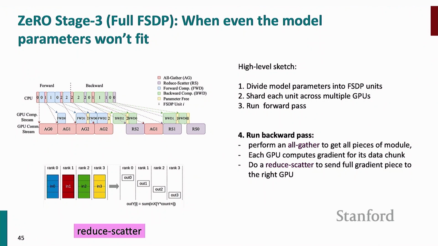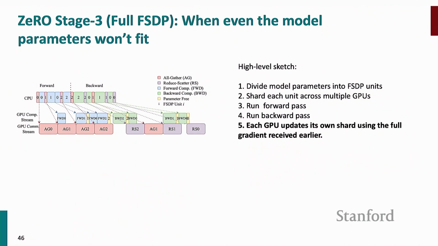So recall that every GPU has different data points, right? So there's going to be different gradients for every GPU, okay? So then for layer 4, you do an all gather, get all parameters, compute a gradient. Every GPU has different gradients. And then you have to do a reduce scatter so that you can send the full gradient to the GPU that's responsible for whatever parts of layer 4 that you're sending, okay? So yeah, that's basically full FSDP.